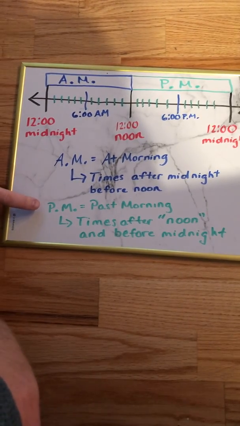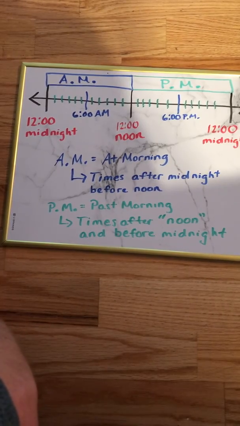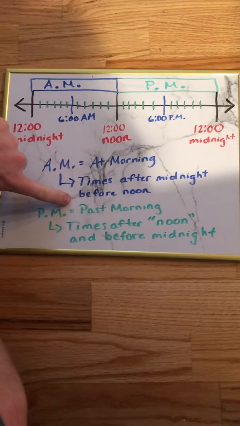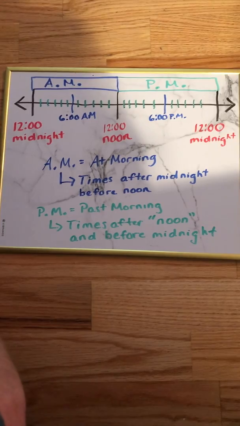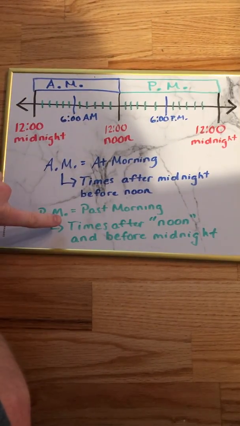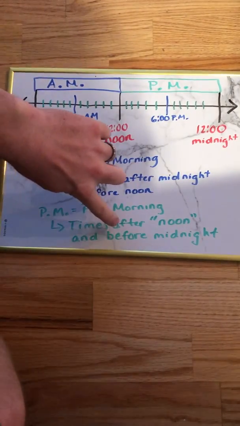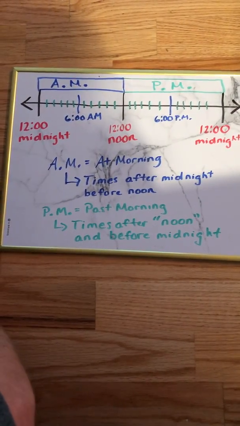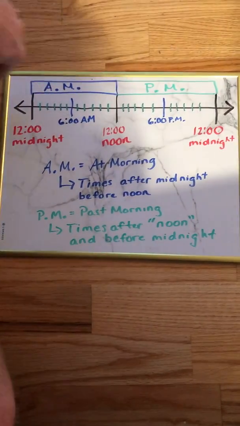Now, PM, down here, an easy way to remember what PM stands for, like the acronyms that we talk about, is PM stands for past morning. So when you're done with the morning and you're moving into the afternoon, okay, that is PM. And those times are represented after. Notice how I put noon in quotation marks. And that runs all the way up to just before midnight.